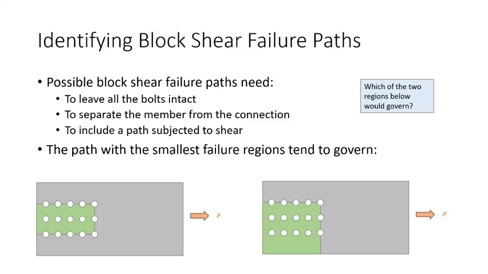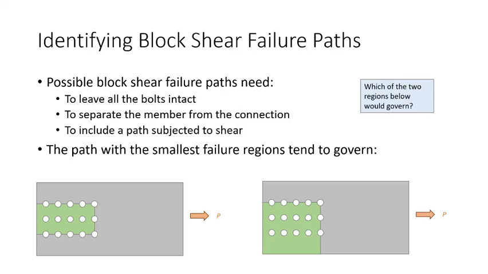Now, for this connection that I've drawn here on the screen, this is a potential path under block shear, but so is this one, okay? This one, so look at this path. All the bolts remain intact. This path is in shear, and if I were to take a pair of scissors and cut this piece out, the member would fully be separated from the connection, right? So the question might be, which one do I check the math of? Do I check this one or this one?